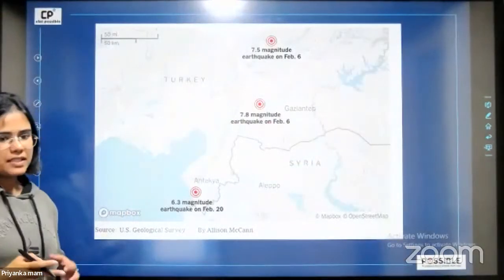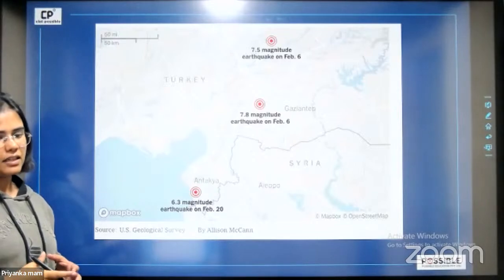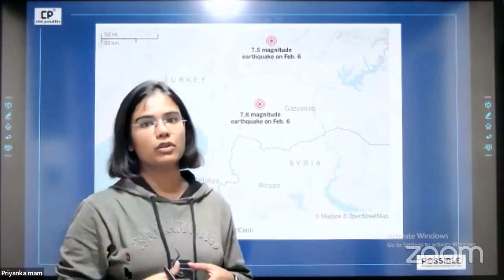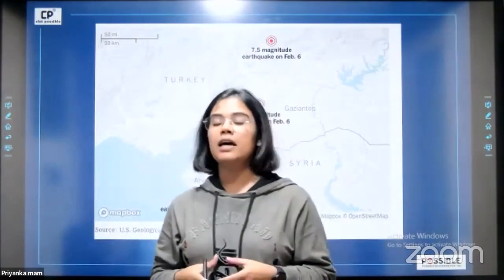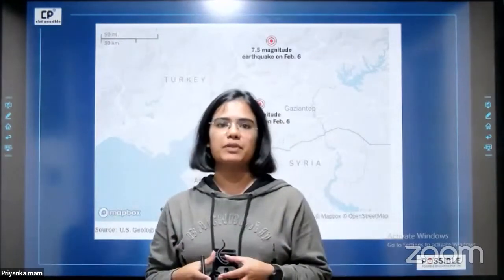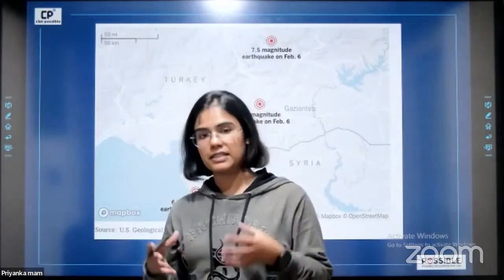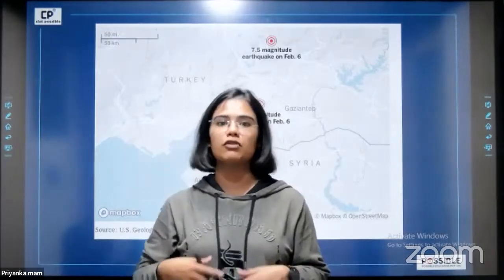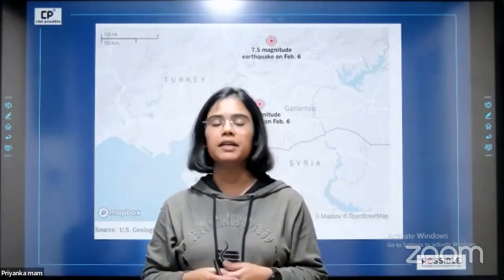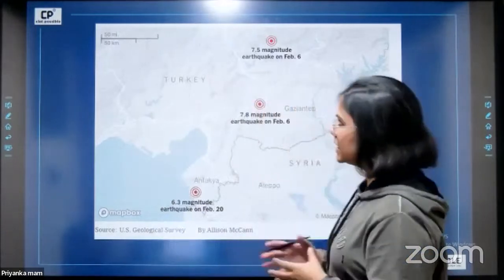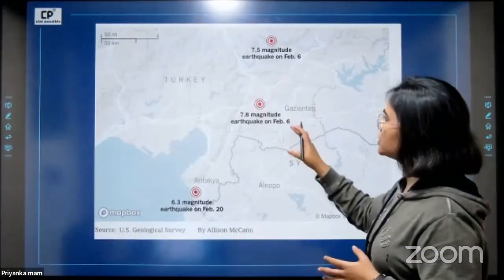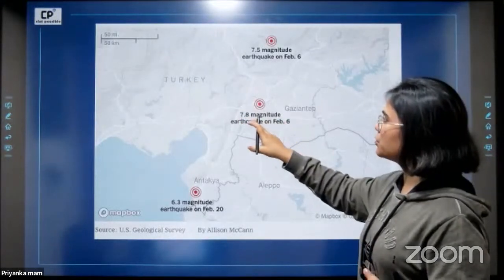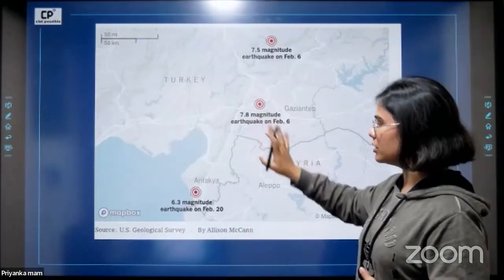So this is what you can see on your screens. There are three earthquakes. You have to understand that whenever an earthquake happens, and we'll get down to the whys of it in a little while, there are always aftershocks. Sometimes these aftershocks are of less magnitude, sometimes of a lot of magnitude, right? What you can see on your screen right now is the very first one that took place on the 6th of February, which was a 7.8 magnitude earthquake.